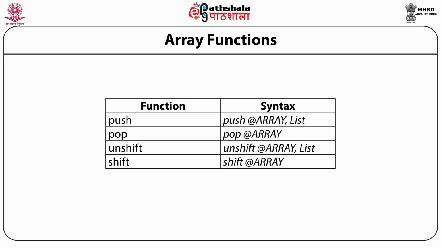Third function is shift. The shift function shifts the first value of the array off and returns it, and it shortens the array by 1, moving everything down. Syntax is shift @array. To prepend a list in front of the array, we use the unshift function. It returns the number of elements in the new array, whose syntax is unshift @array, list. Here, list is the element which is to be added to the array.